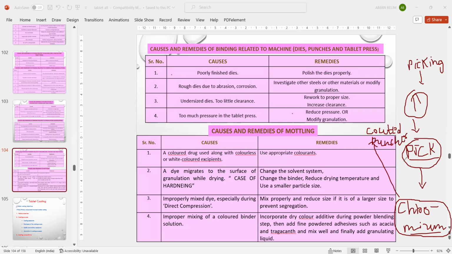Okay, we have to use chromium coated punches. So this is about the picking. Then we talked about the sticking.